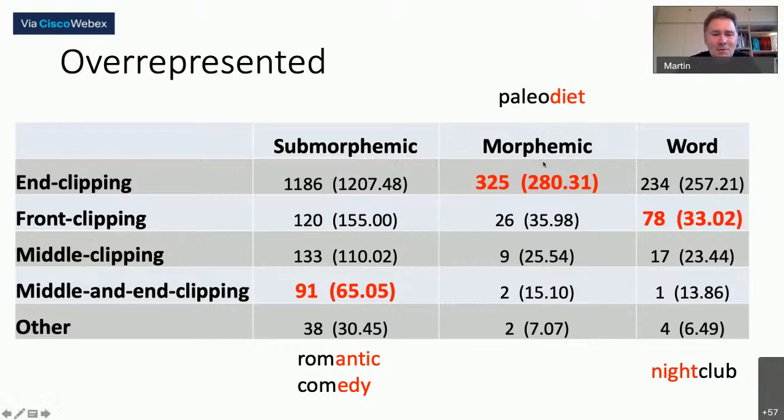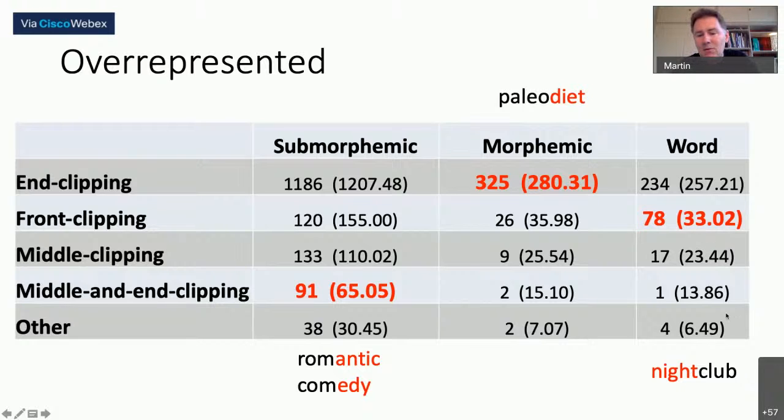But that is what's happening here. And you see that morphemic end clippings, we have, well, about 45 more examples in our database than what would be expected by chance. If we go down to front clipping, we see that one category here is hugely overrepresented, namely words. So front clippings yield words much more often than we would expect.